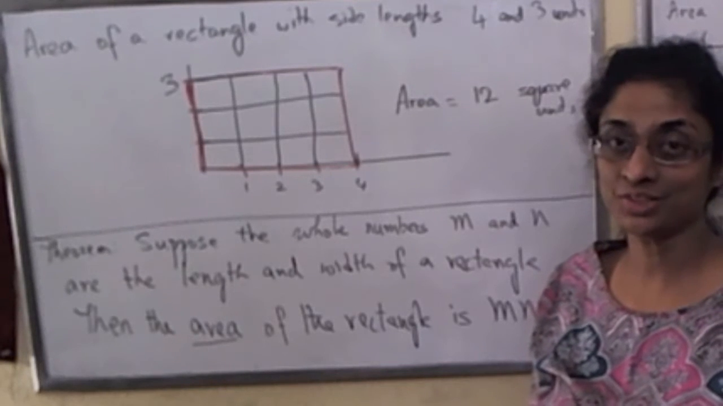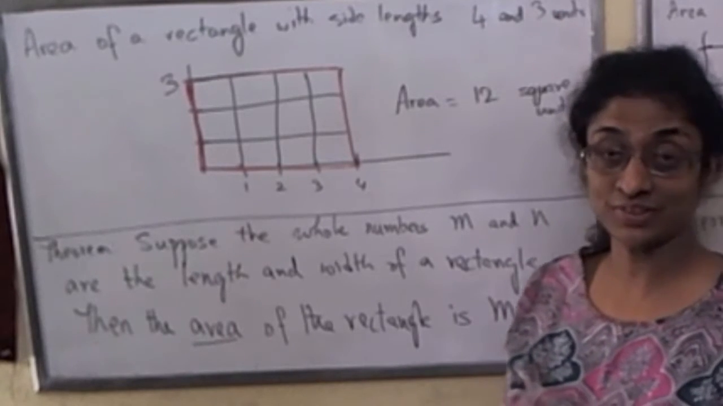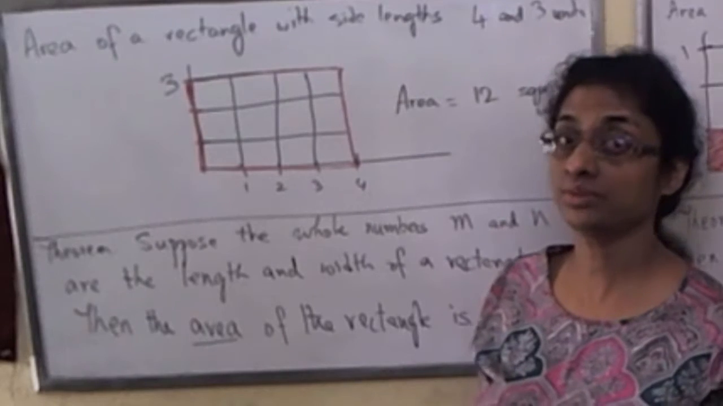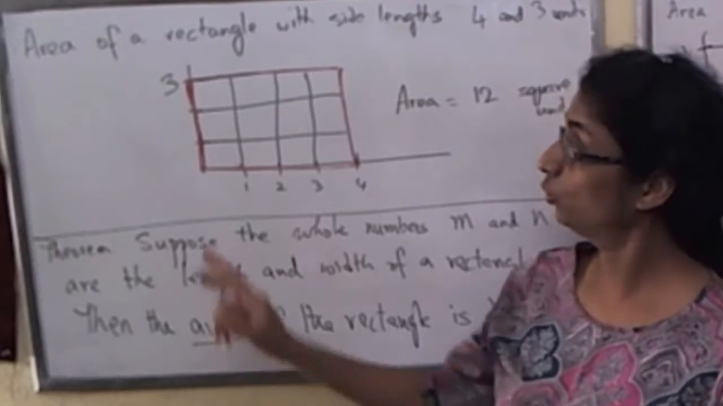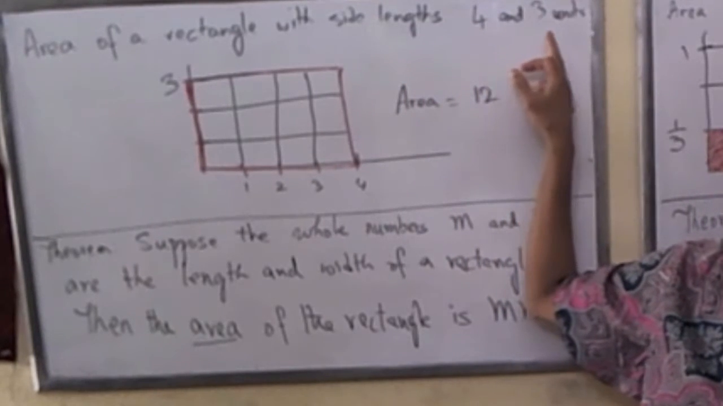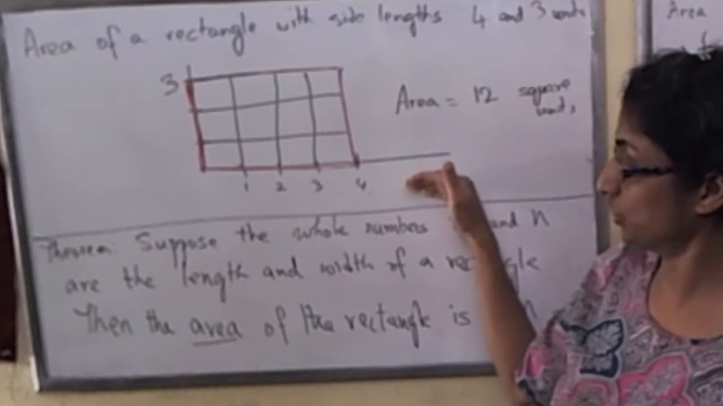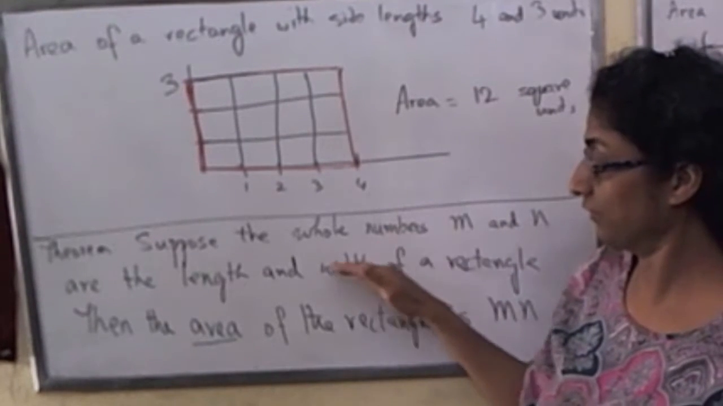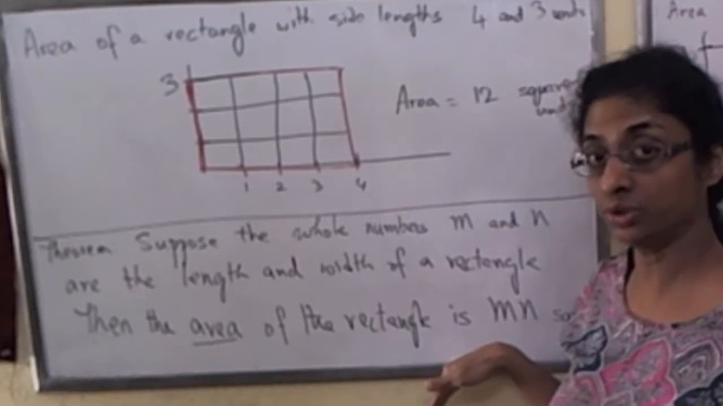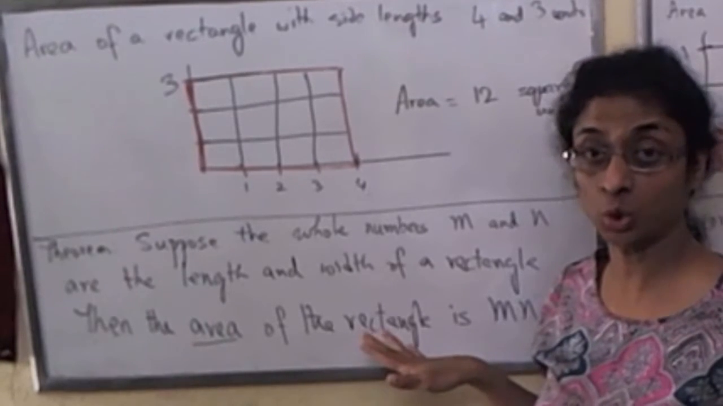Hi, in this video we will use the area assumptions that we discussed in a previous video, and using only those assumptions and logic we will compute the area of a rectangle whose side lengths are 4 and 3 units, and then we will use this argument to arrive at a general theorem which gives us the formula for the area of a rectangle whose side lengths are any whole numbers.